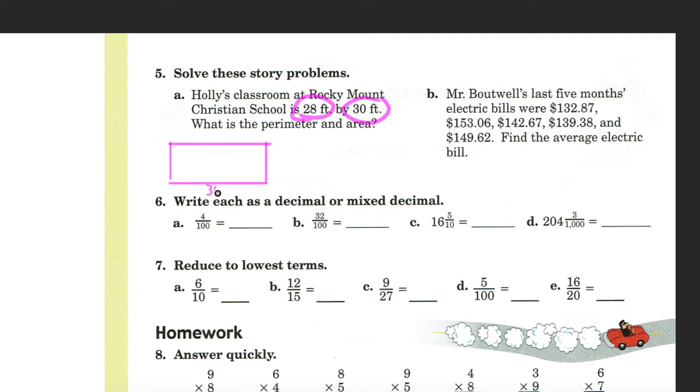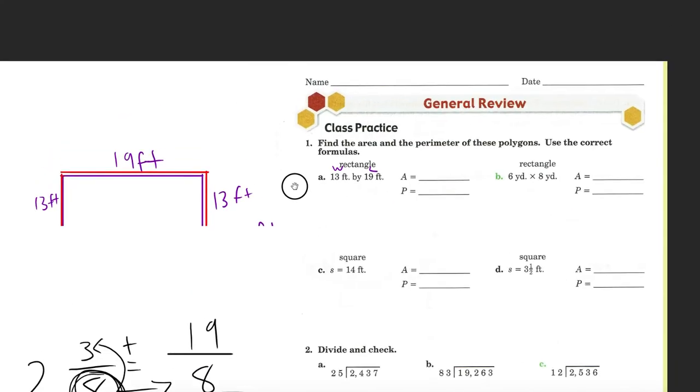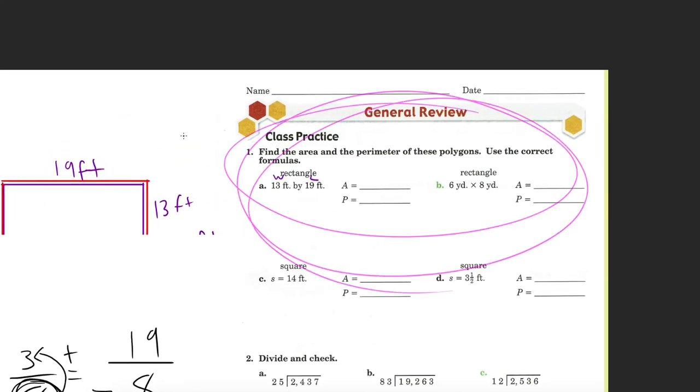It's 30 feet in length, 28 feet in width. What's the perimeter first, and what's the area? So exact same thing as what you were doing on this part here.